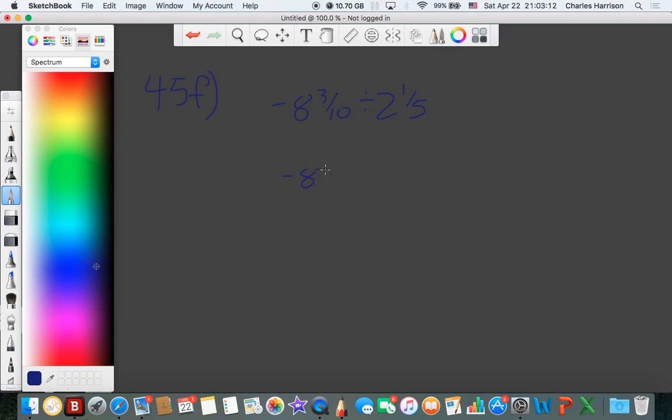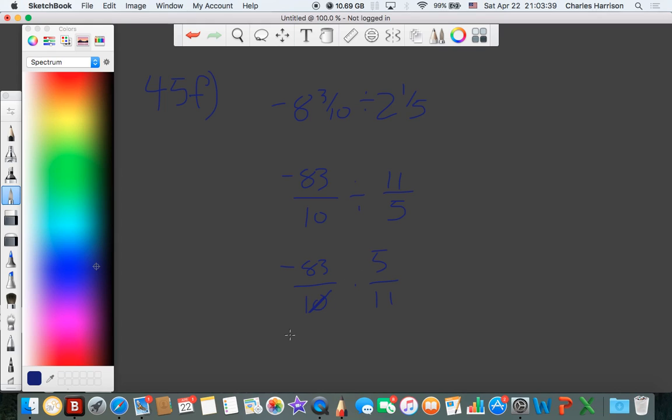So negative 83 over 10 divided by, this times this is 10, plus 1 is 11. So we have divided by 11/5. Now we need to times by the reciprocal. So it's really negative 83 over 10 times 5 over 11. Okay? Now we can factor some things out.